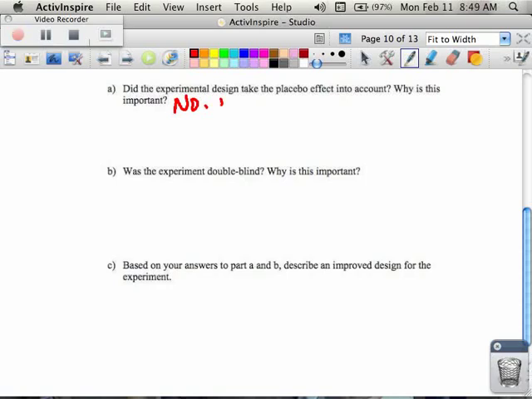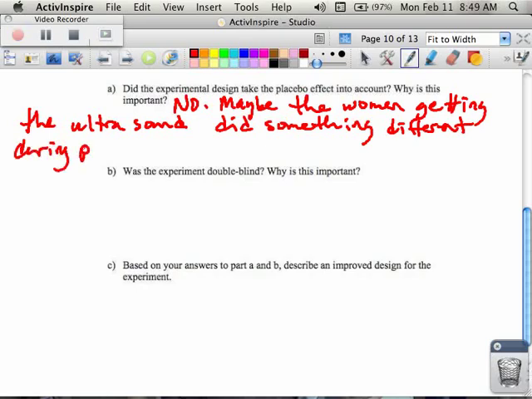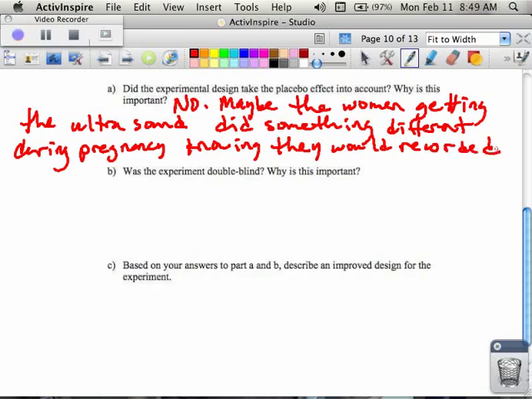Why is this important? Maybe the women getting the ultrasound did something different during pregnancy, knowing they would be recorded. Like, for example, what if they ate healthier?